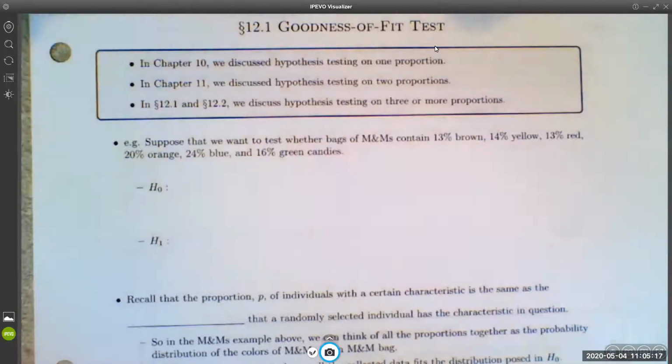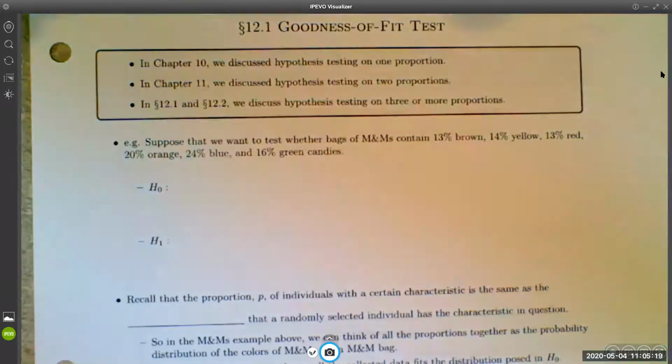At this point in the course, we've talked about hypothesis tests on a single parameter. We did that in chapter 10. In chapter 11, we talked about hypothesis tests on two parameters. And now in chapters 12 and 13, we're going to talk about hypothesis tests on multiple parameters. In chapter 12, we'll talk about the kinds of testing we can do on 3 or more proportions. And then in chapter 13, we'll talk about the kinds of tests we can do on multiple means.